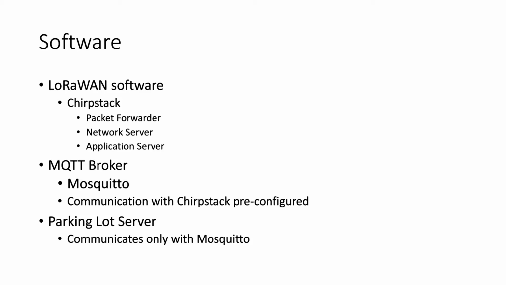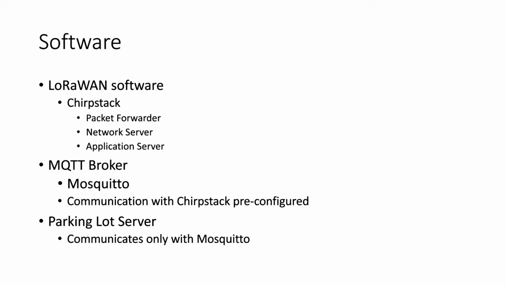So now let's talk about some of the software. On the rack gateway, there is the LoRaWAN software, which is the ChirpStack packet forwarder, network server, and application server. There's also an MQTT broker. I believe it uses Mosquitto. And the operating system the rack ships with comes with the ChirpStack and MQTT broker pre-configured to talk to each other. There is also the parking lot server, which also runs on the gateway, although it doesn't have to.